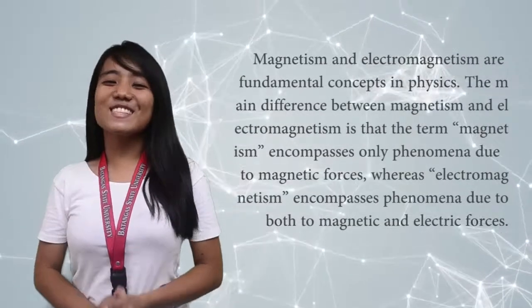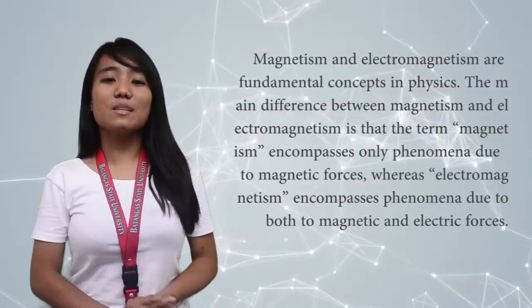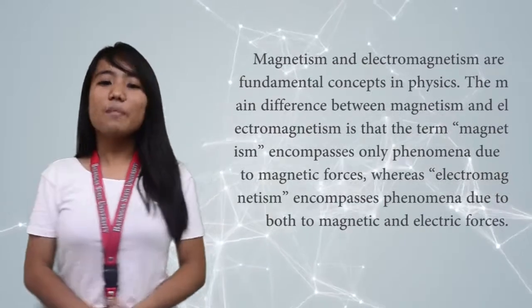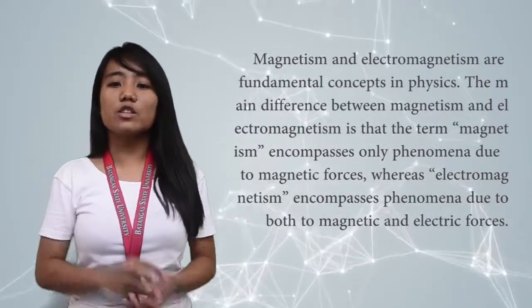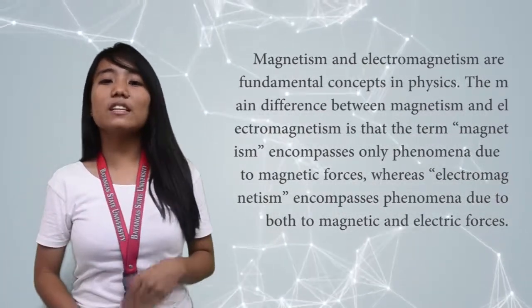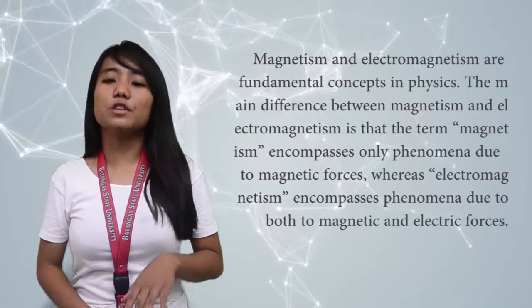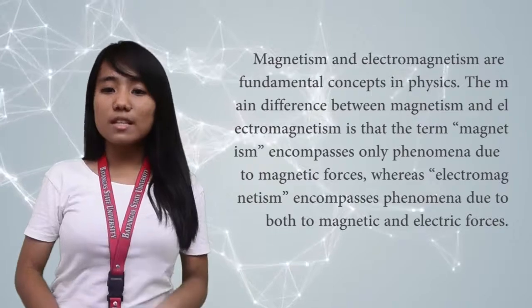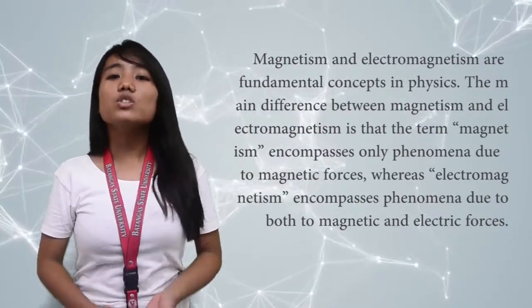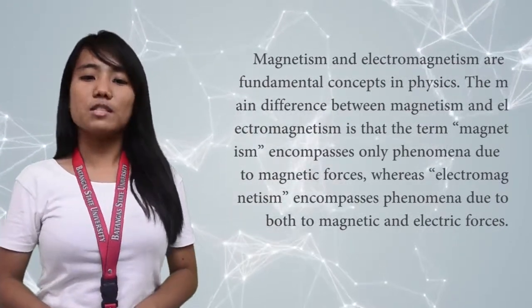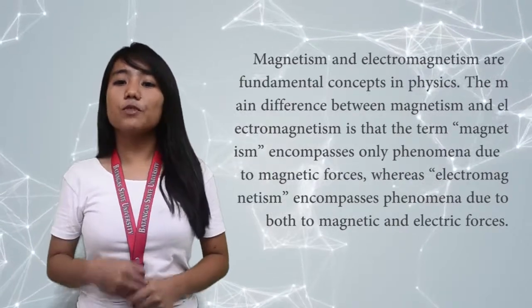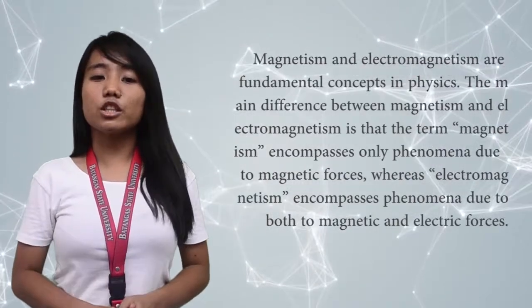Magnetism and electromagnetism are fundamental concepts in physics. The main difference between them is that the term magnetism encompasses only phenomena due to magnetic forces, whereas electromagnetism encompasses phenomena due to both magnetic and electric forces. Electromagnetic force acts on objects that have electric charge.